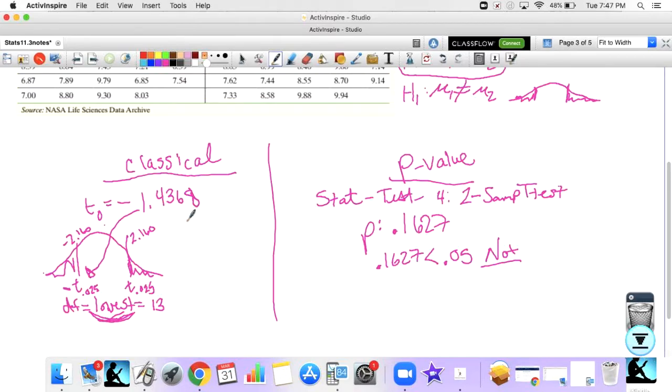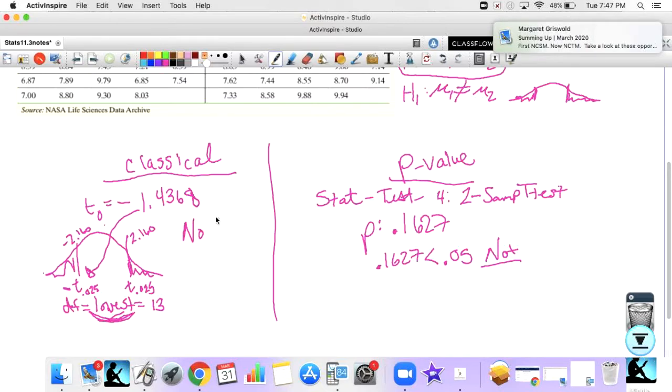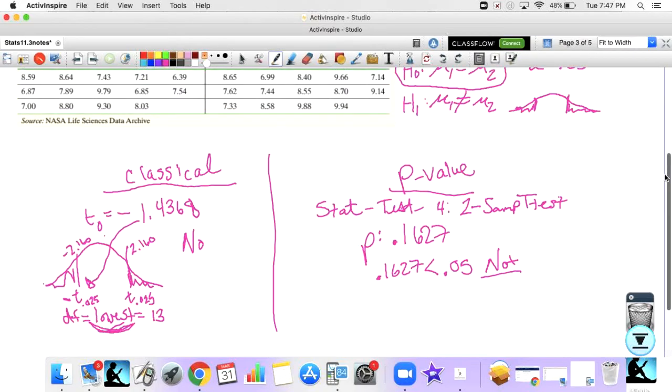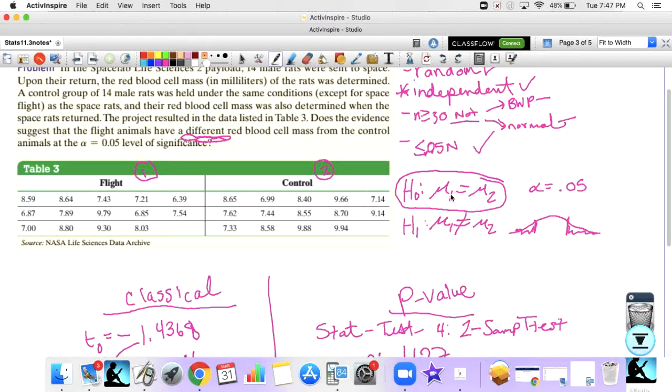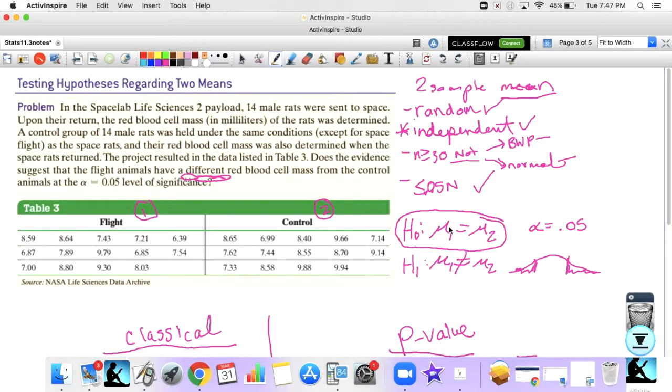So the question we ask ourselves is, is it in the shaded area? The answer is no. Again, that means there is not enough evidence to support changing. So instead we continue to just accept the null. Our conclusion is that there is not enough evidence at a 0.05 level of significance to say that the two groups of mice's amount of red blood cells were different.